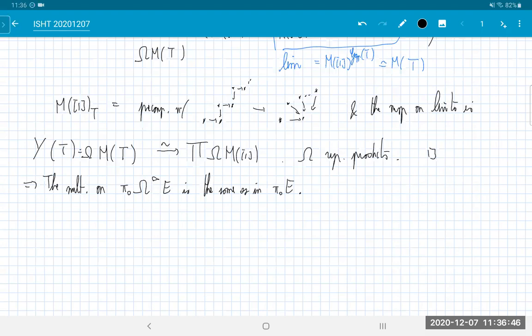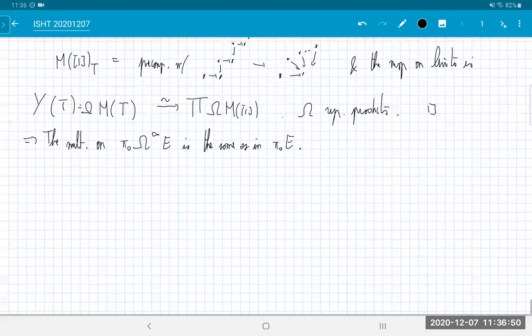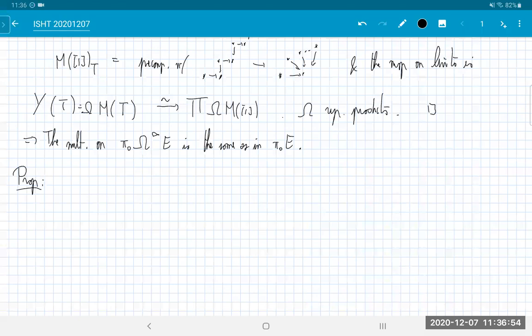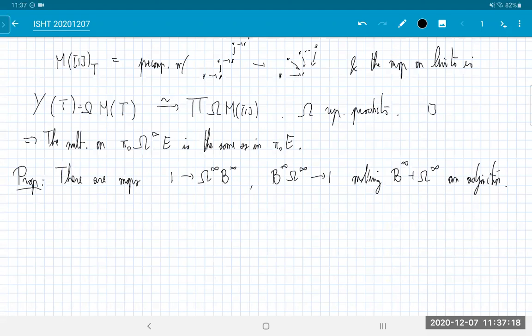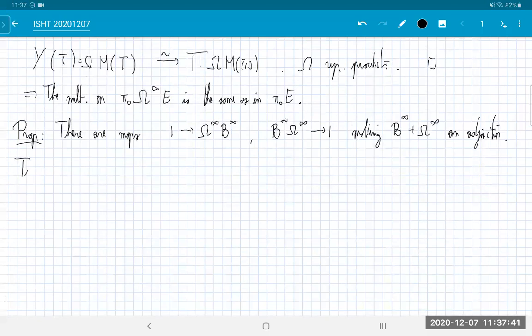And okay, I don't really want to go further with this. Let me just state a proposition that I think I'm going to prove next time, that there are maps 1, 2, omega infinity, b infinity, and b infinity, omega infinity, 1, making b infinity, omega infinity into an adjunction. I think I did already too many diagrammatic arguments today to go with this one as well. And actually, once we have that, you will see that the recognition principle will just follow almost from the one for loop spaces. So maybe actually let me state this and the theorem.